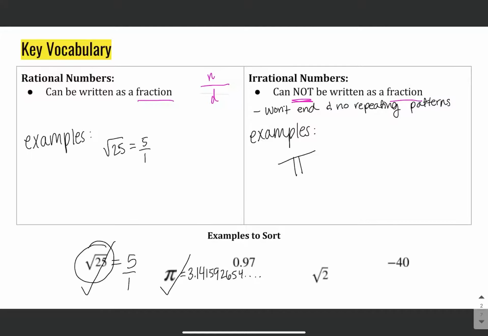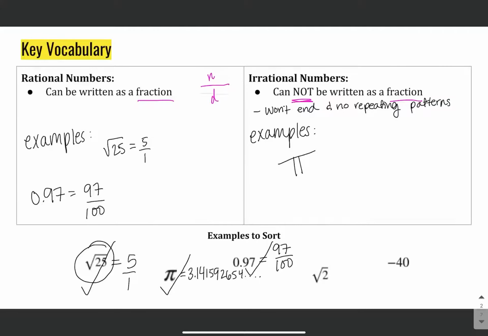All right, let's look at this next one, 0.97. Well, 0.97, I could actually write this as a fraction. I could do 97 over 100. And so because this can be written as a fraction, this is a rational number. All right, got that one taken care of.